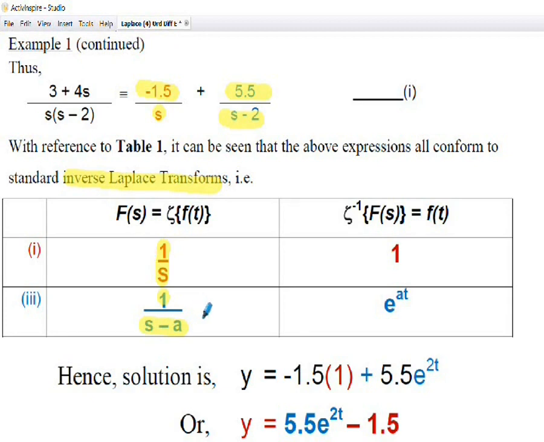So our solution for y in this case will be the minus 1.5, which is the factor, times by the 1, which is the inverse Laplace transform of 1 upon s, and then plus in this case the 5.5, the factor, times by the inverse Laplace transform of 1 upon s minus a, noting that a is equal to 2 in this case, so the solution is e to the at, which becomes e to the 2t. All I've done in the final line is just rearranged to put the positive number in front of the negative number.